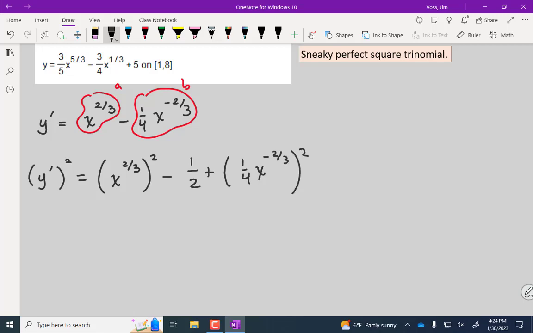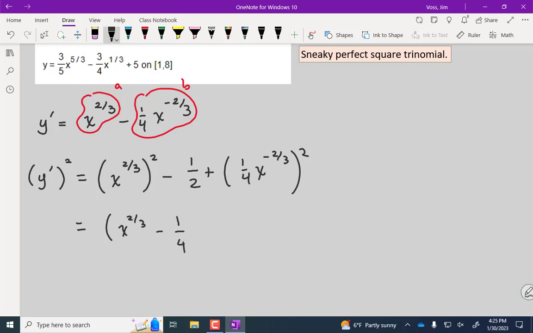Could you run that back a little bit? You got negative 1/2 because a times b times negative 2, so negative 2ab. So there's a times b. The x to the 2/3 and x to the minus 2/3 cancel. And then 1/4 times 2 is 2 over 4, which is a half. That, lo and behold, is another perfect square trinomial. Very mysterious.